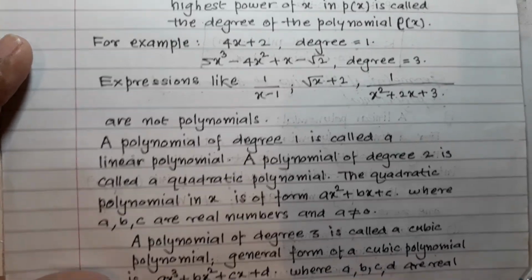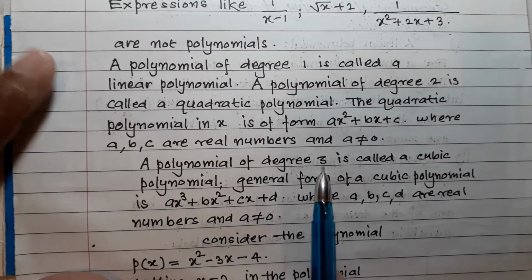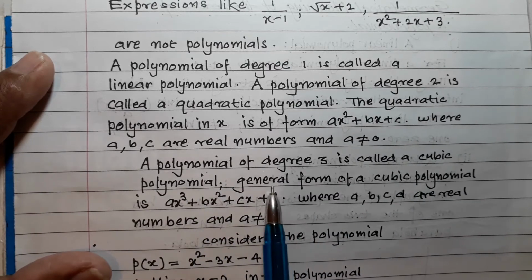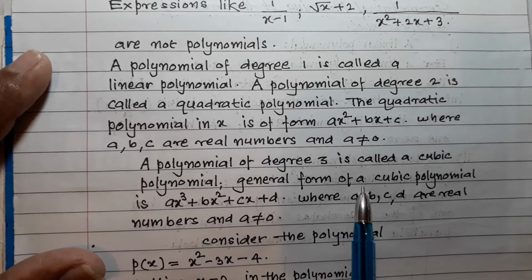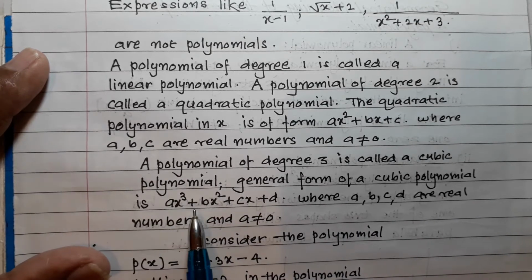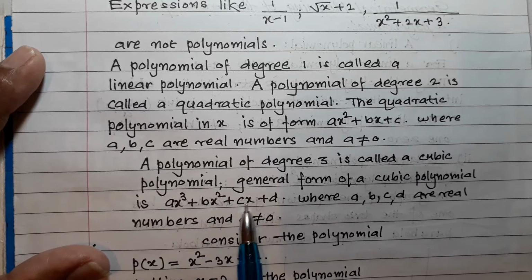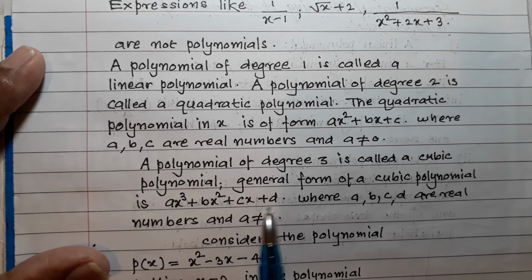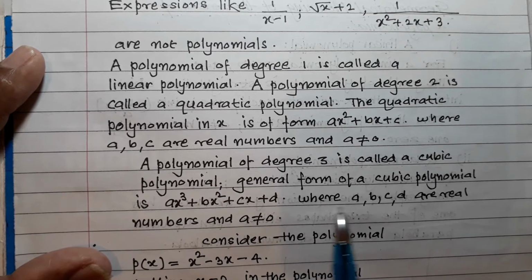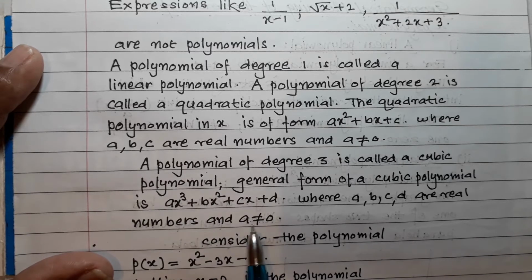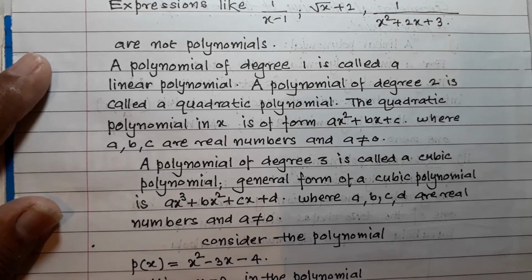Okay. A polynomial of degree 3 is called a cubic polynomial. The general form of a cubic polynomial is ax cube plus bx square plus cx plus d, where a, b, c, d are real numbers and a is not equal to 0.